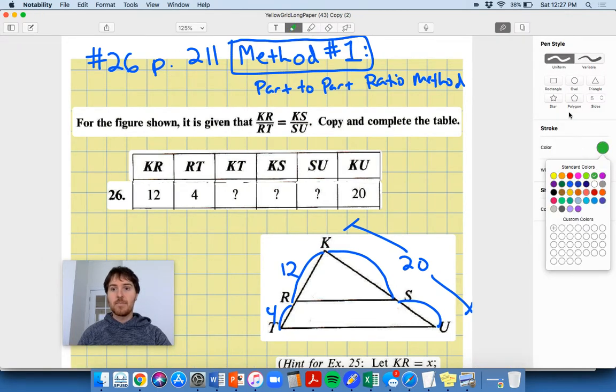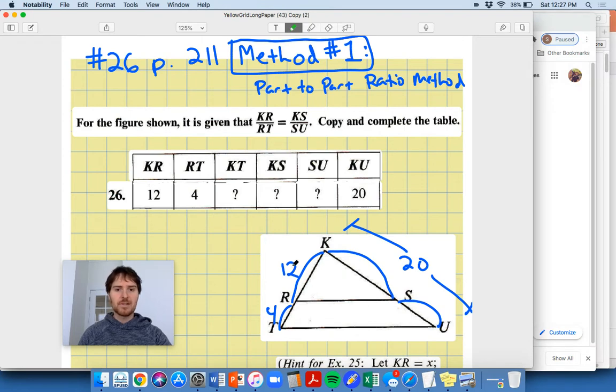A more simplified way to write a 12:4 ratio, of course, would be to simplify it. 12 is divisible by 4, so this would be a 3-to-1 ratio. We divide both by 4. 12 divided by 4 is 3, 4 divided by 4 is 1. So this is also going to be a 3-to-1 ratio. The easiest way to solve this problem is to realize that distance Ks is going to be 3 times as long as distance Su.